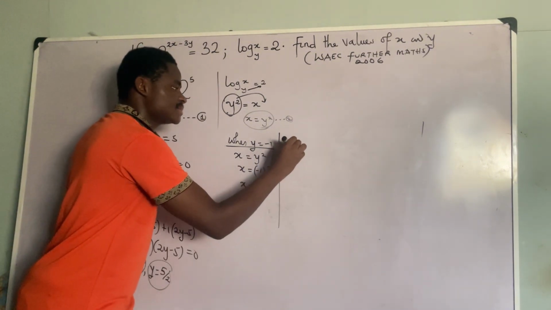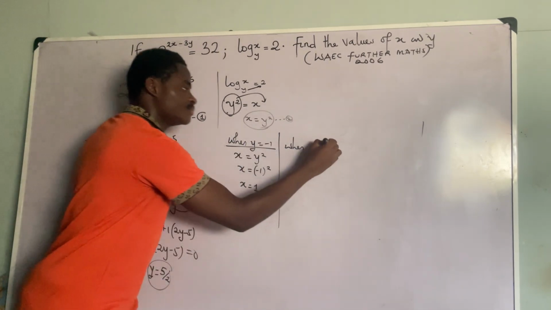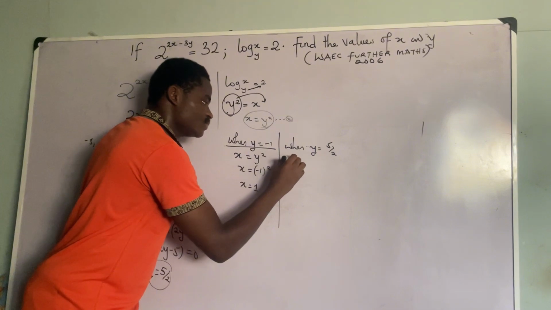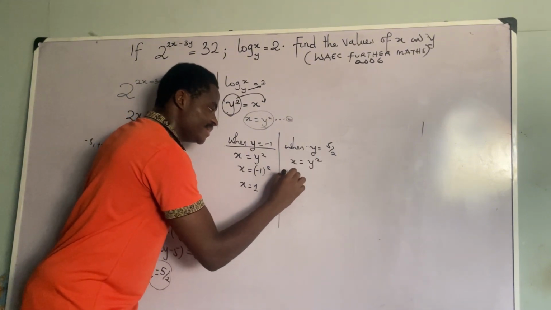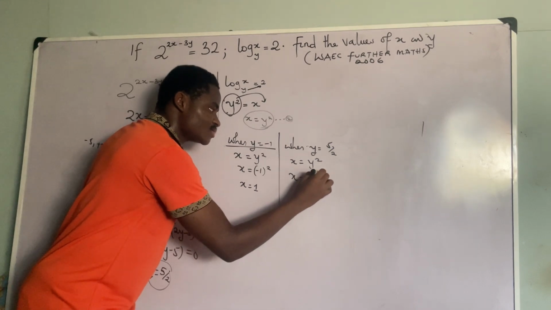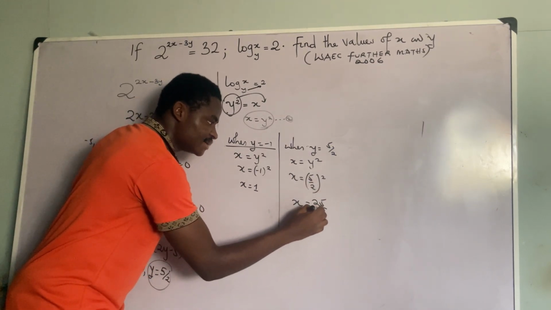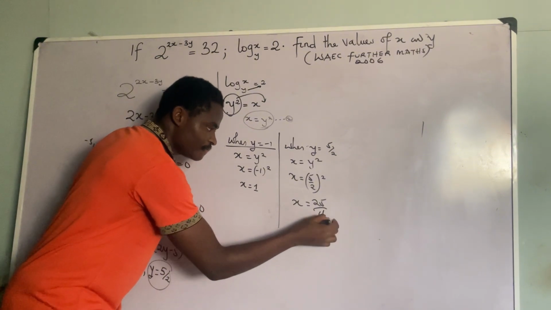While when y is equal to 5 over 2, x, which normally is y squared, will be x equals 5 over 2 all squared. So x becomes 5 squared, which is 25, over 2 squared, which is 4.